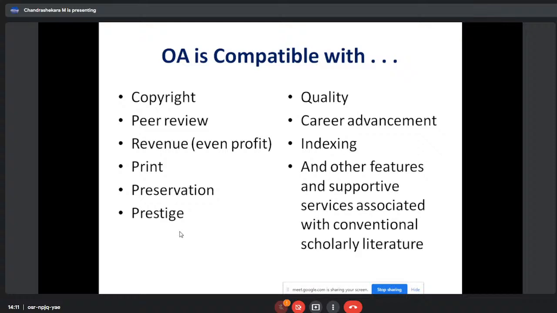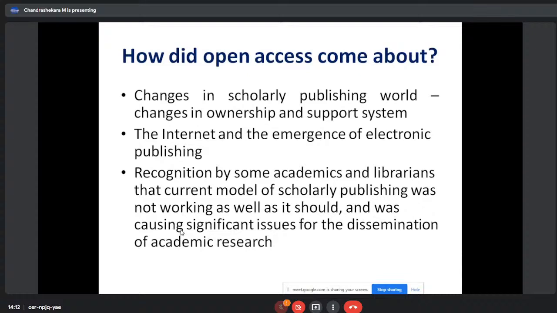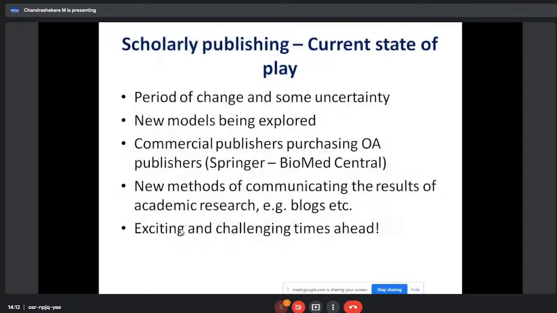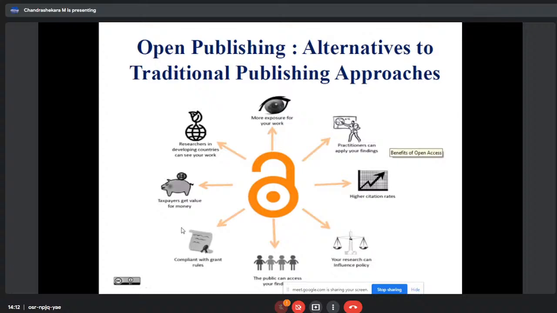That's why I told you, maybe this is copyright, peer review, revenue, profit, preservation, prestige, quality, career development, indexing. All this is what you can see in the traditional journal, and it will be continued here also. So there's no problem. Then how did open access come about? I don't want to discuss changes in scholarly publication with the internet, publishers and authors, because I skip this. Open access publishing, I have to touch on this, and then I move further.